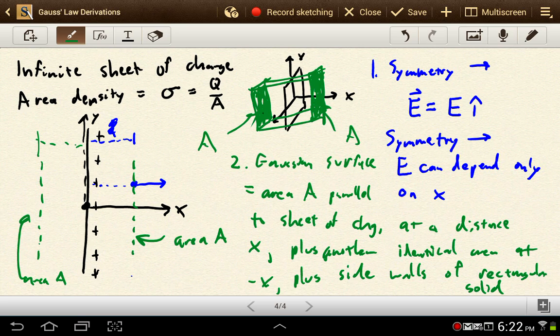Okay, so next, now that we've defined these guys, I want to talk about the flux on them. Or actually, let me talk about the surface normals first. So this guy, the front face, has a surface normal pointing in the positive x direction, which means it's equal to i hat. This guy here has a surface normal pointing in the negative x direction, which means it's equal to negative i hat. And here we have a surface normal on all of these connecting sides, the side walls of the rectangular solid, as I said.